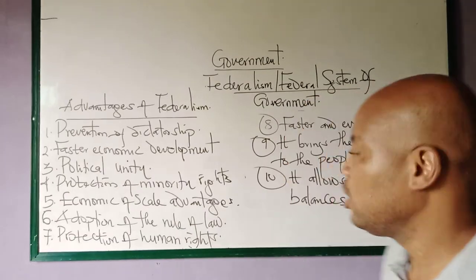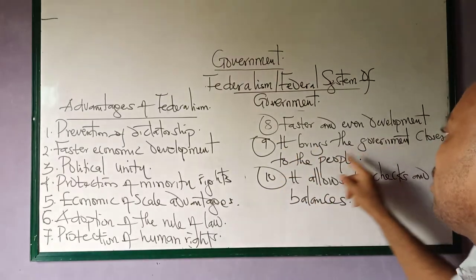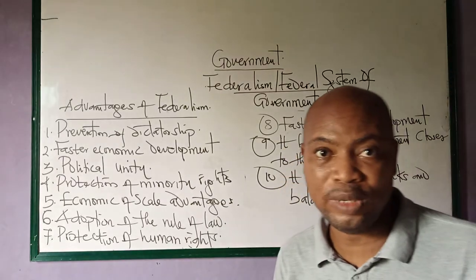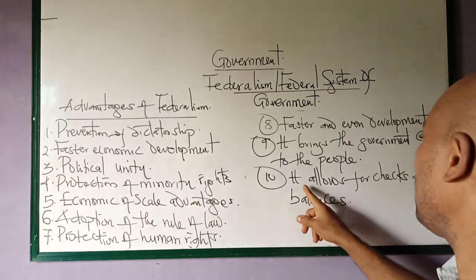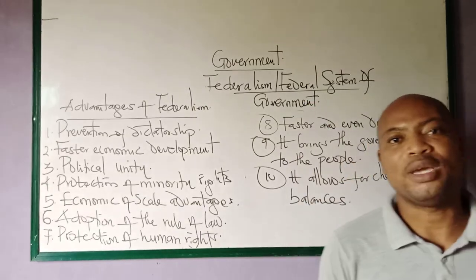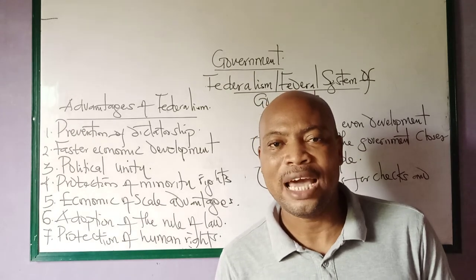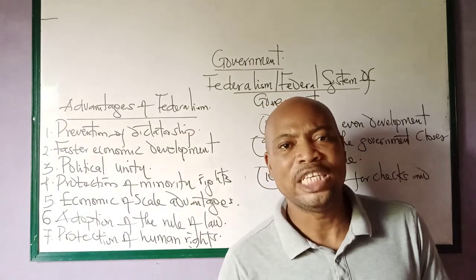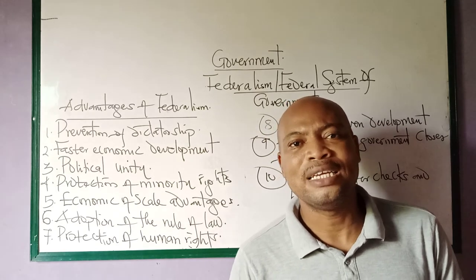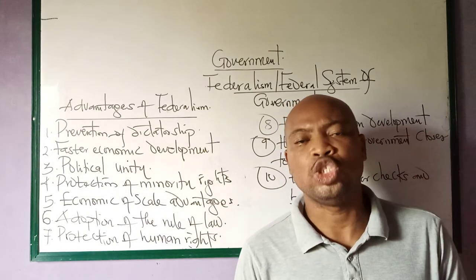Then number 8, faster and even development. We mentioned that one before. The country will develop at the same pace. Then number 9, it brings the government closer to the people. Of course, it will bring the government nearer to the people. Then number 10, it allows for checks and balances. That is, in the federal system of government, the governments tend to act as a check on each other. And by acting as a check on each other, it will boost the federal system of government and also encourage what we call political unity.